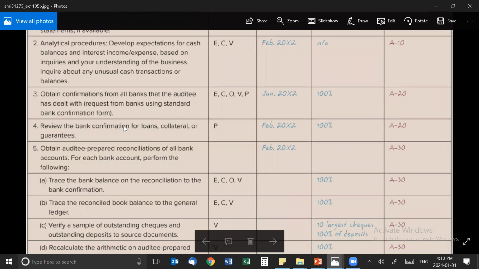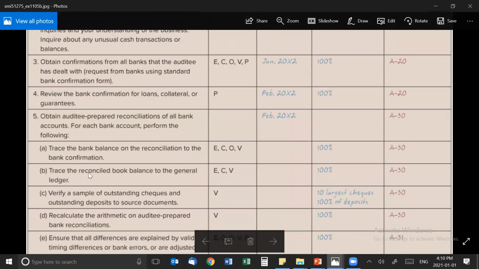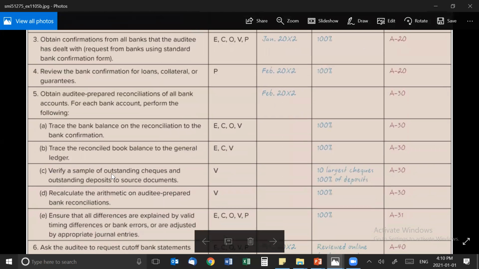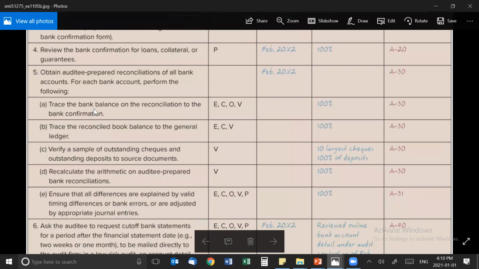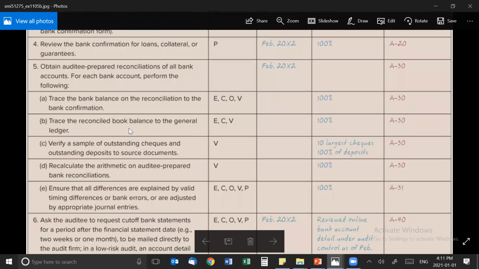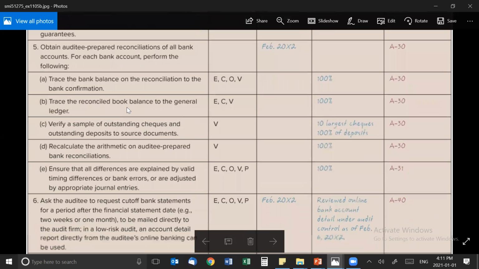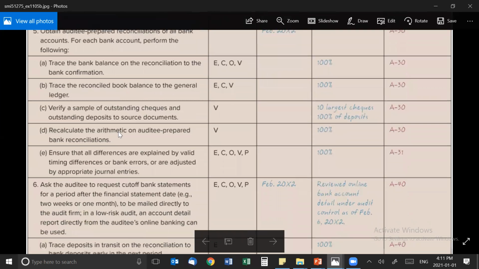Review the bank confirmations for any loans, collateral guarantees. So these are just all the procedures that you would do. So trace the bank balance on the reconciliation to the bank confirmation. Right. So whatever the bank balance says on the bank reconciliation, make sure that matches with the bank confirmation. Trace whatever the book balance says on the reconciliation to the general ledger.